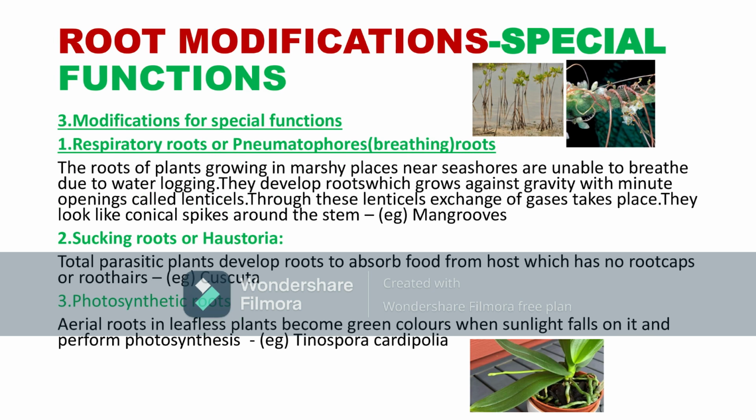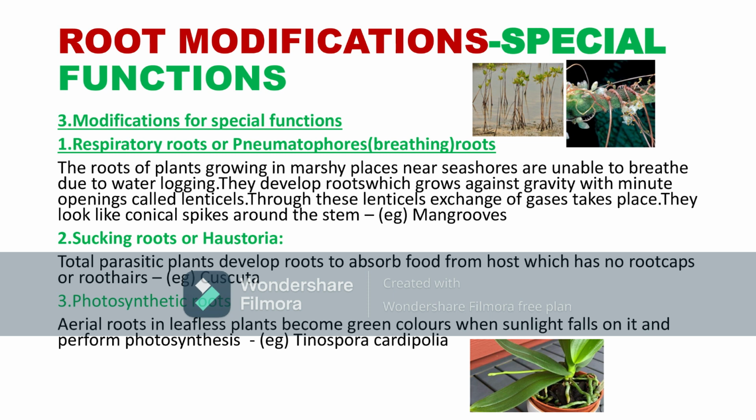Modifications of roots for special functions. Respiratory roots are pneumatophores, also called breathing roots. The roots of plants which grow in places where there is too much locked water cannot respire properly. So they develop roots which grow against gravitational force with minute openings called lenticels. These lenticels are used for exchange of gases. They look like conical spikes.